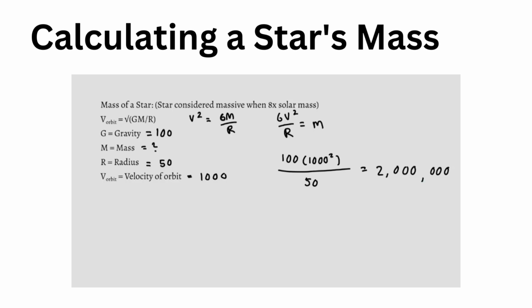So now let's say this theoretical star with a gravity of 100, a radius of 50, and a velocity of orbit of 1000 has a theoretical mass of 2 million kilograms.